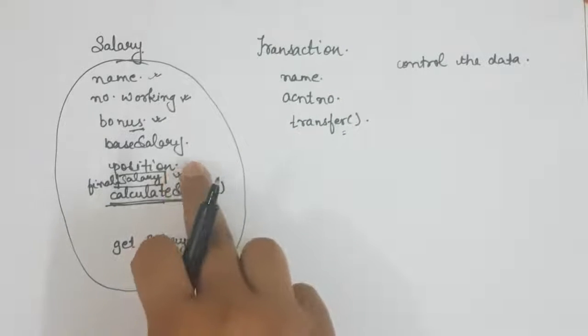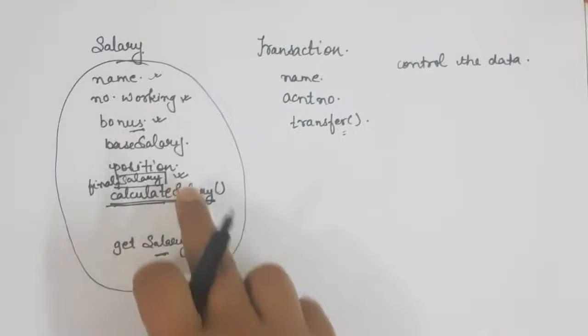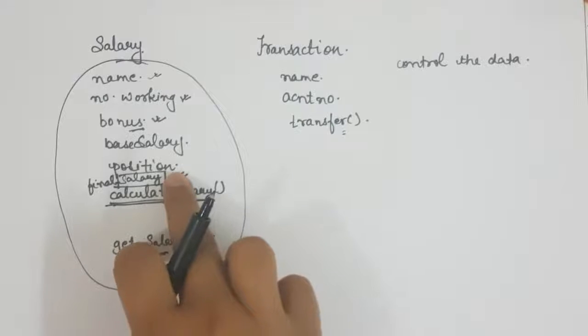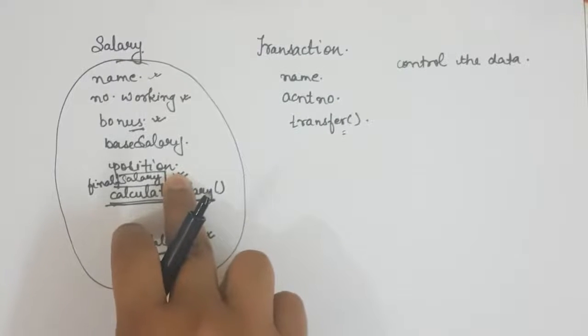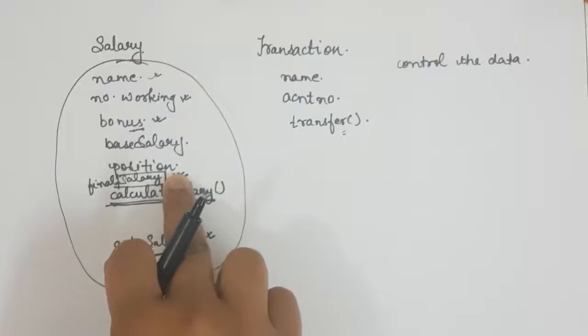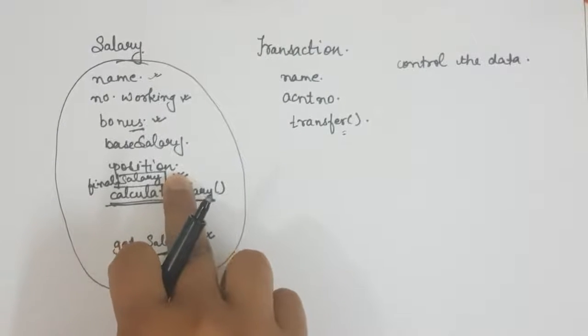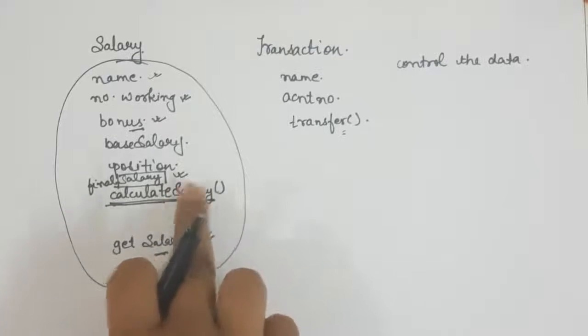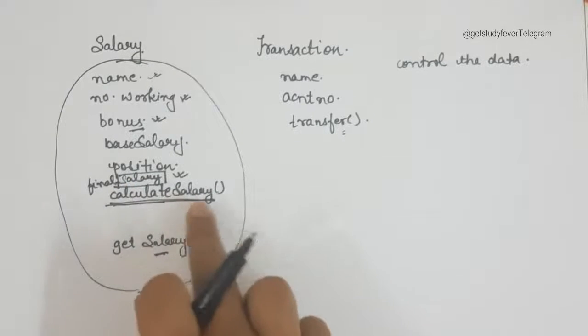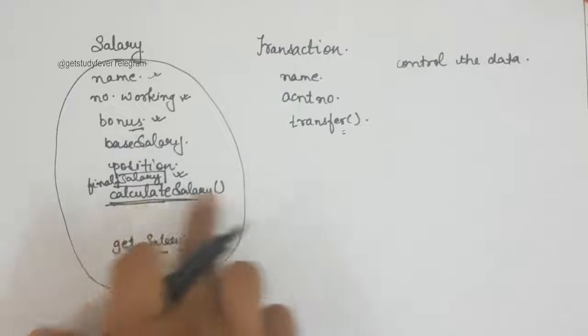Another benefit that comes with this is that in case, let's say, the value of final salary is incorrect. Let's say the employee receives the salary and the salary is incorrect. In that case, we don't need to go here and there. We know that this calculate salary was the one calculating the final salary. So the debugging will be done in this particular method only.